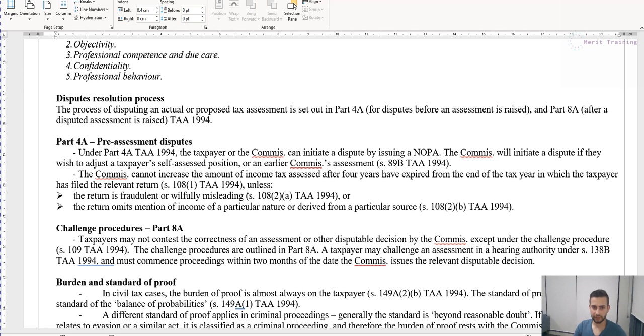So the next one, which I mentioned earlier, is Part 5A, which is after a disputed assessment is raised. The taxpayer may not contest the correctness of an assessment or other disputable decision by the commissioner, except under the challenge procedure outlined in Part 8A. A taxpayer may challenge an assessment in a hearing authority and must commence proceedings within 2 months of the date the commissioner issues the relevant disputable decision.